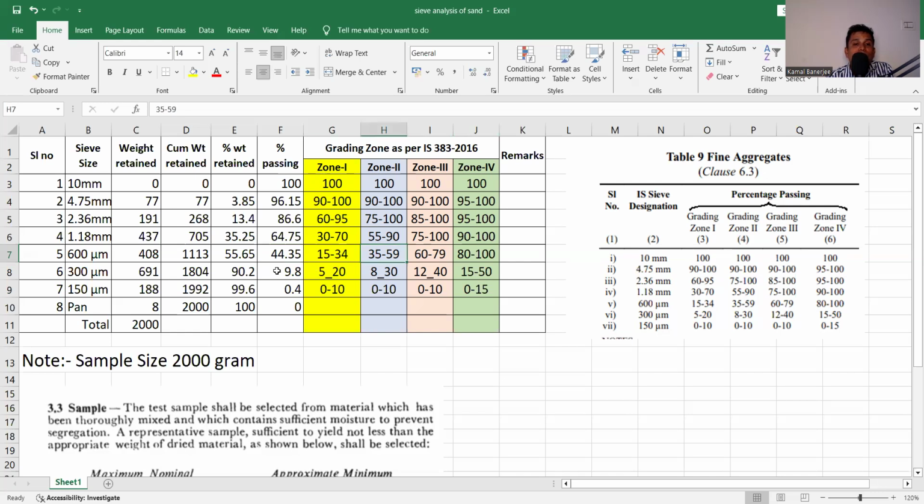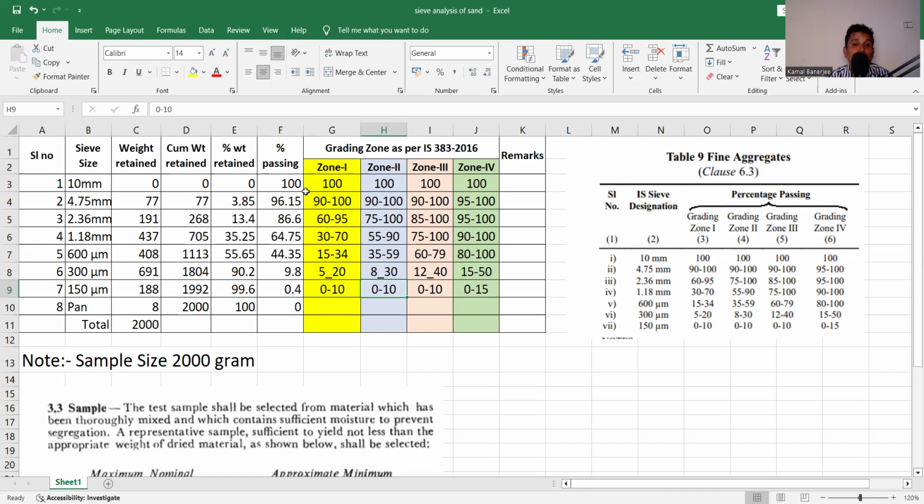Now we need to match 9.8 percent. That means 8 to 30, that is also matching. And 0.4 is within 0 to 10. So that is also matching. So all the percentage passing criteria for this sieve analysis are matching with zone 2. So we can say this sand belongs to zone 2, or grading zone 2.